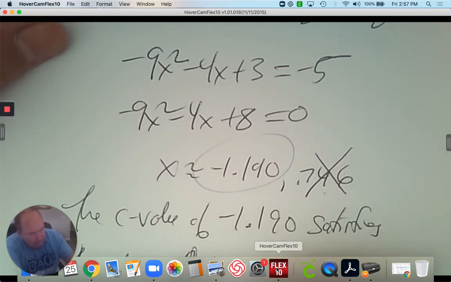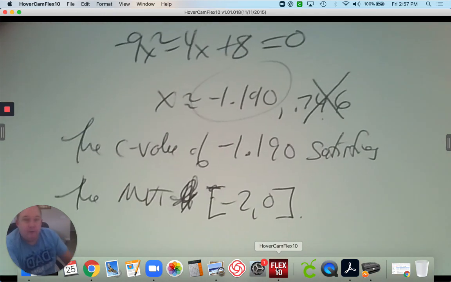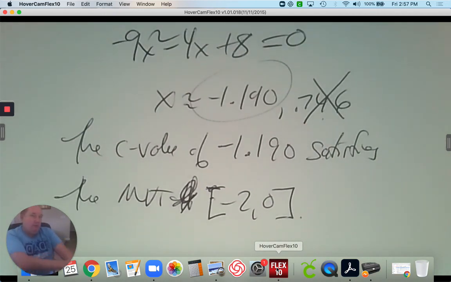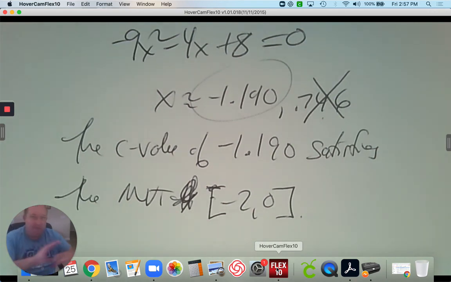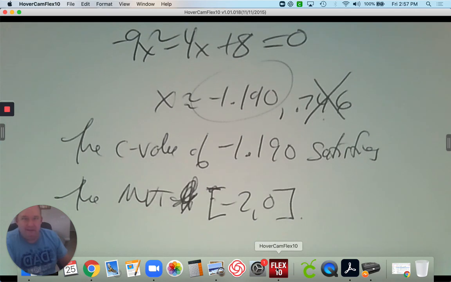From negative 2 to 0, the C value of negative 1.190 satisfies the mean value theorem. And that's it. Done. 5.3.